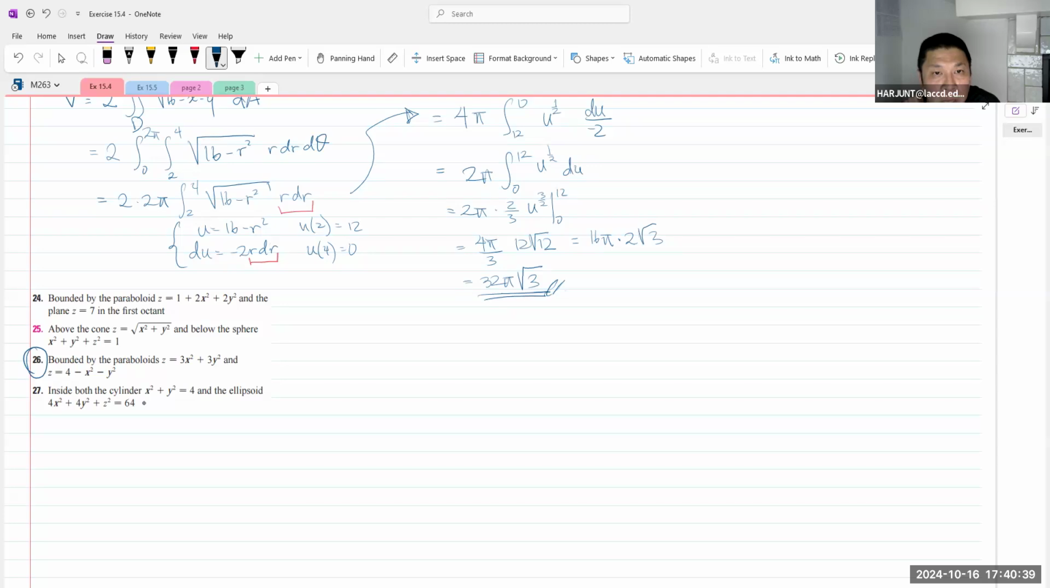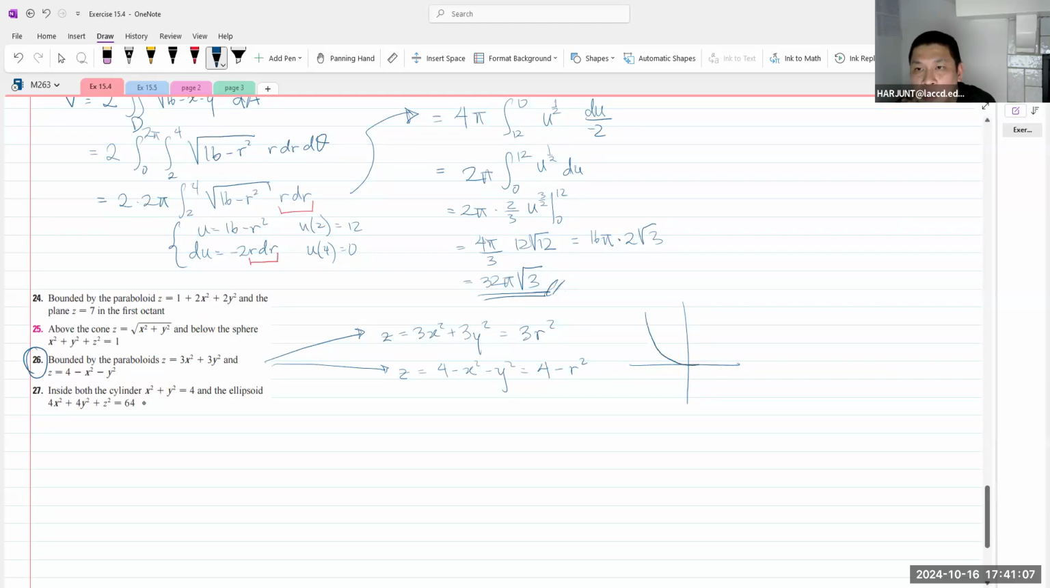Okay, solid bounded by the paraboloids. So this is z equals 3x squared plus 3y squared. By the way, that will be 3r squared. And z equals 4 minus x squared minus y squared, which is 4 minus r squared. If we try to imagine this, the first one is z equals 3r squared. This is the r, this is the z, this is z equals 3r squared. There's an open up parabola. Okay, and the second one is an upside down parabola, 4 minus r squared.